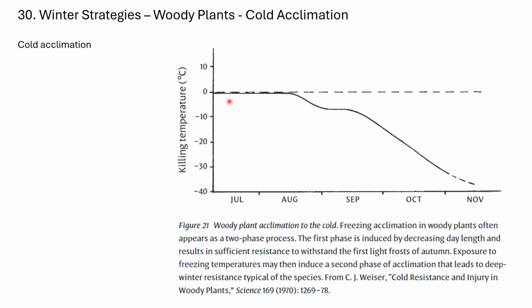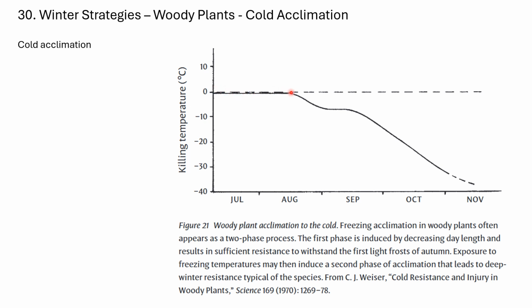And in general, this is for woody plants, so this is kind of a general graph, but we can see that in July, if all of a sudden a plant was subjected to minus 30-degree temperature, or anything below zero, there's a good chance that temperature will kill it. So this is killing temperature on the y-axis. You can see in July, the temperature needed to kill this woody plant is about 0 degrees.